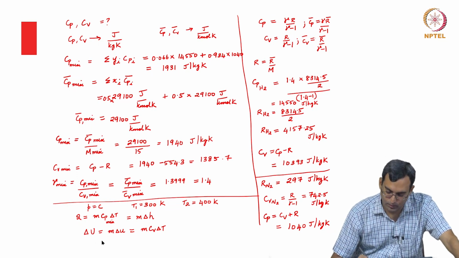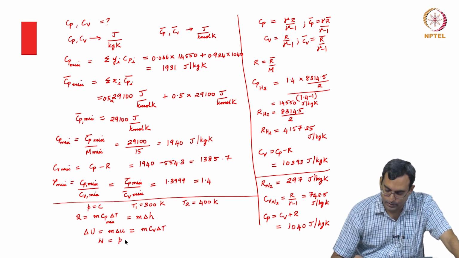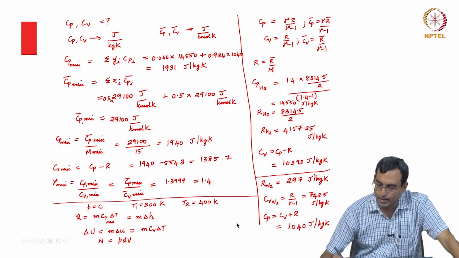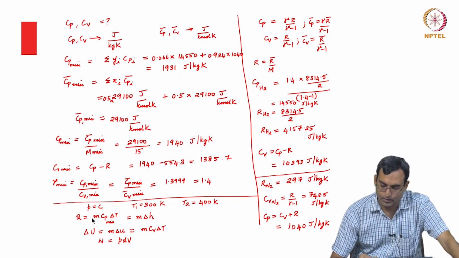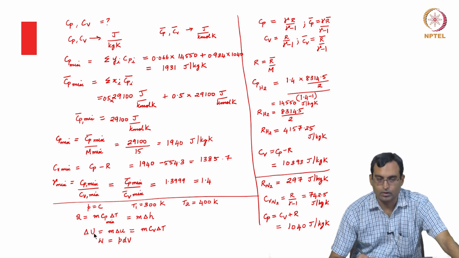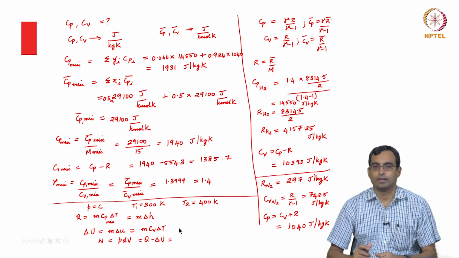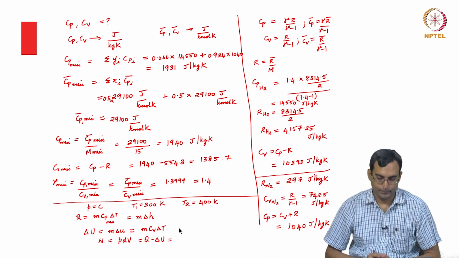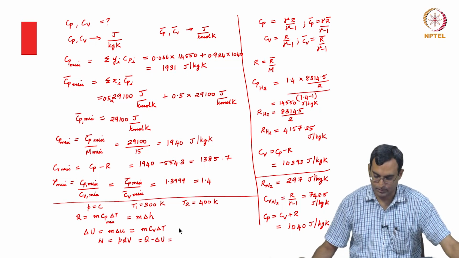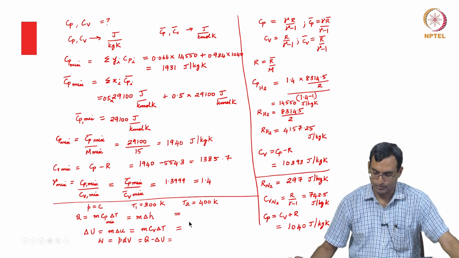What we are also asked to find out is work. It's a constant pressure process, so it is P dV. And what we also know is from the first law, Q is delta U plus W. So Q minus delta U would also give me W. So I can find out these values as well. So I have run out of space, so I am going to maybe break for a moment.